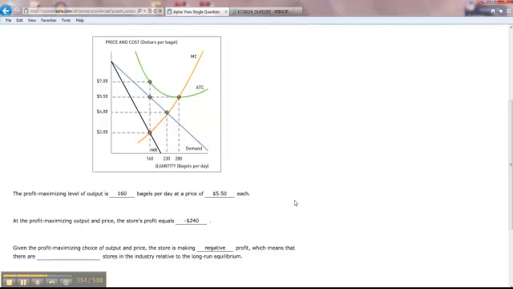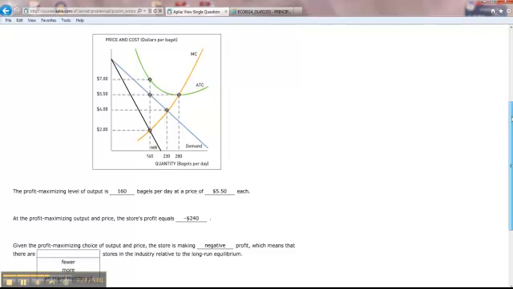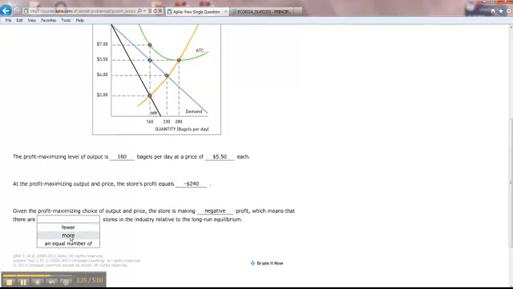And that means that there are actually more stores in the industry relative to what there should be in the long run. So let me scoot this down a little bit. So there we go. In this case, there are more stores, which means that this particular firm is making a negative profit.